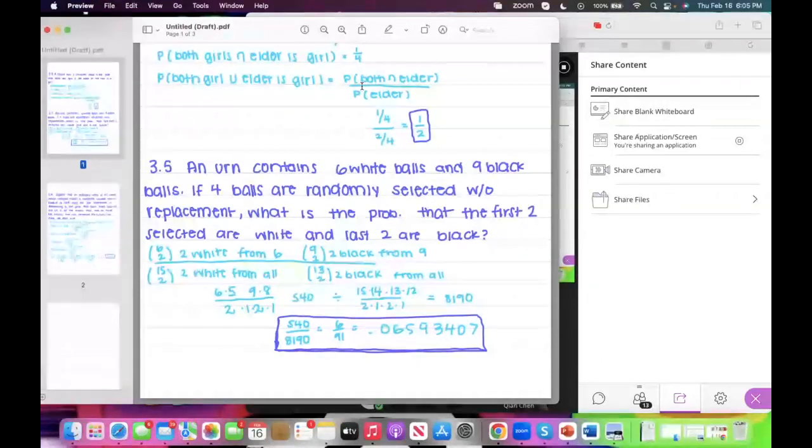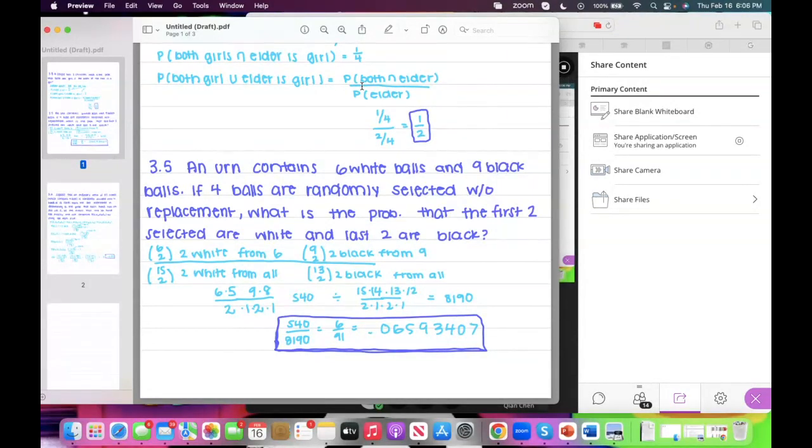So I set up a division. First I did the white balls, so 2 white balls from the 6, and then I did 2 black balls from the 9 black balls. So I separated them like that, and then on the bottom I did 2 white from all, and all of them were 15 because 9 plus 6. And then I subtracted 2 because the first 2 were going to be already selected and not replaced. So then I would do 2 from 13.